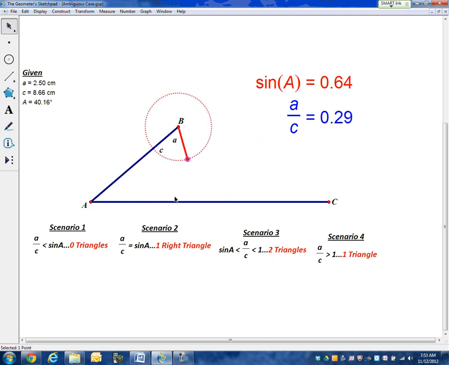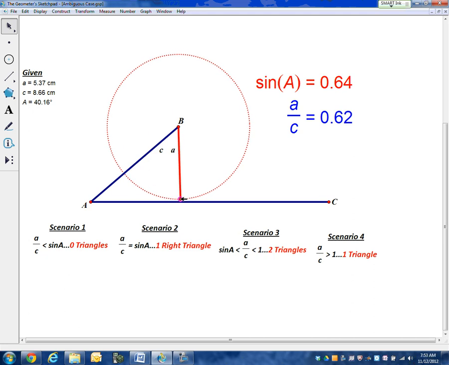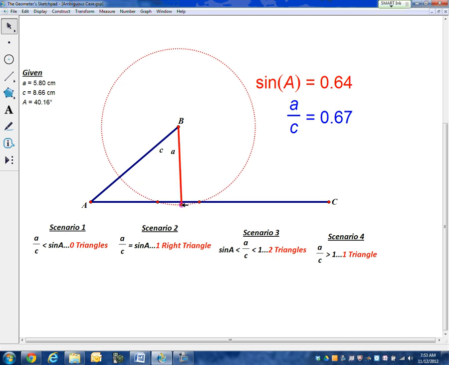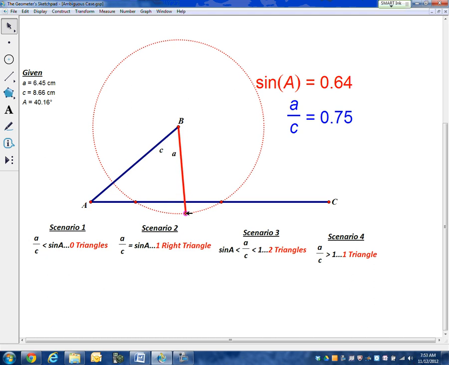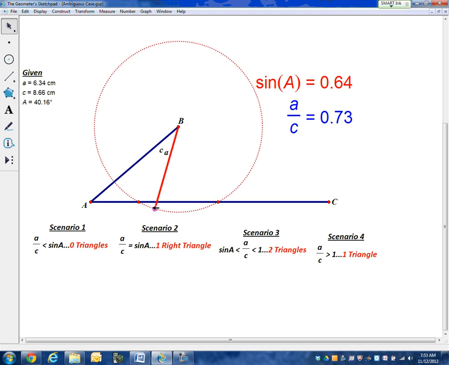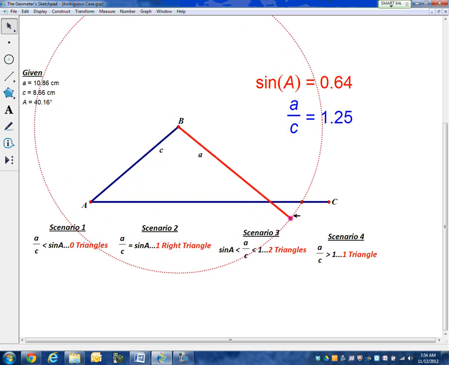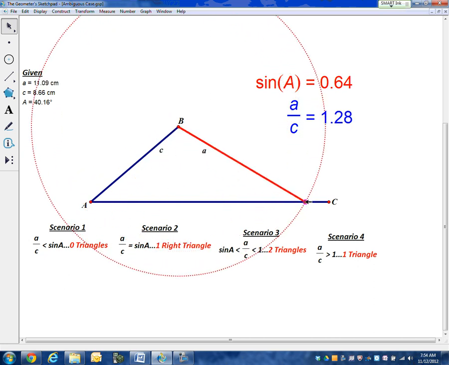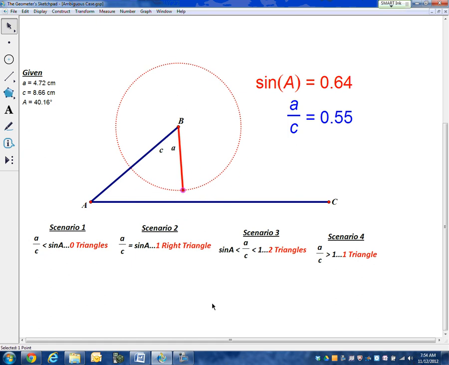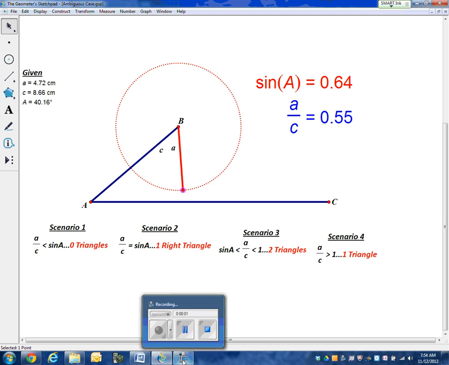So those are your 4 scenarios, and they're all dependent on how that ratio compares to the sine of the given angle. So let's go through them again. When A is too short, when the ratio is smaller than the sine, no triangle is possible. When it's a perfect match, it's one right triangle. When the ratio of the legs is bigger than the sine but less than 1, I can connect it in 2 places, 1, 2. But once I extend that ratio beyond 1, now I can only connect it in 1 place. So those are your 4 scenarios for the ambiguous case.